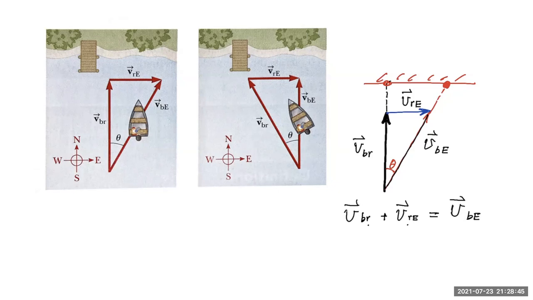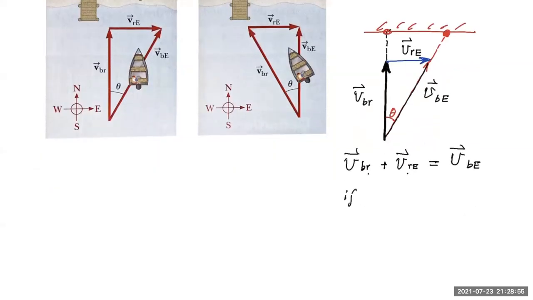If I give you the velocity of the river flowing downstream, and also how fast the boat can move relative to the water. So for example, let's say VRE equals 2 miles per hour. So that's how fast the water flows downstream. And VBR equals 4 miles per hour. So this is how fast the boat can move in stationary water.